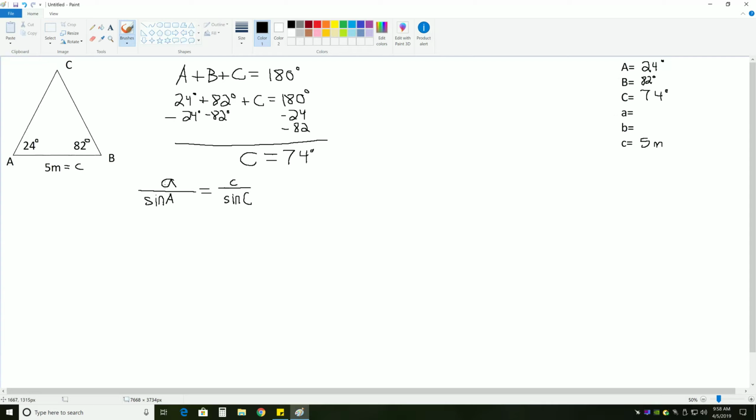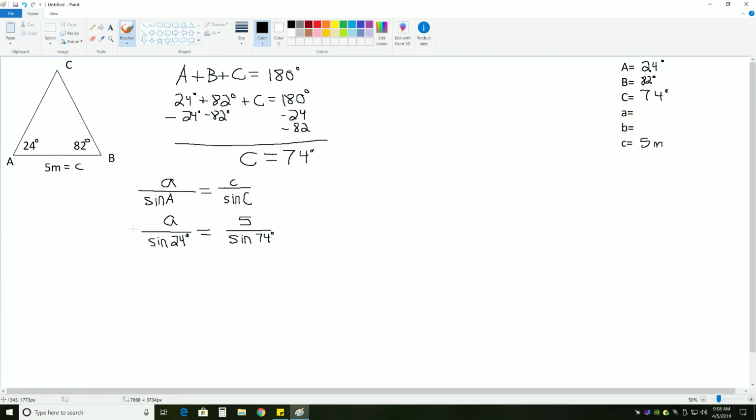And whenever we set this up, we need to know three of our variables. So we're going to use C over sine of C and set that equal to A over sine of A, which allows us to solve for just the unknown value A. So let's start plugging in our information. We get A over sine of angle A is 24 degrees equals C, which is 5, divided by sine of C is 74 degrees.